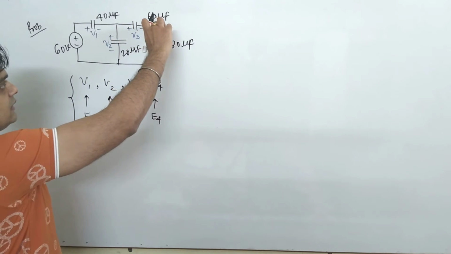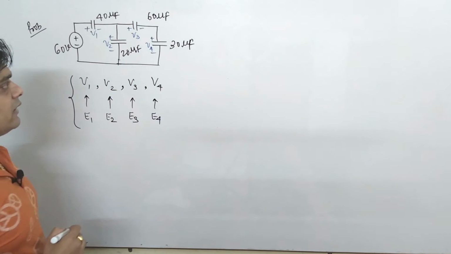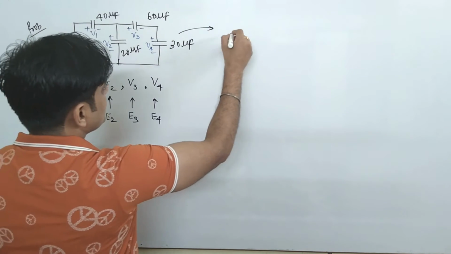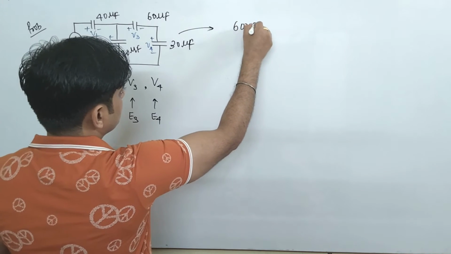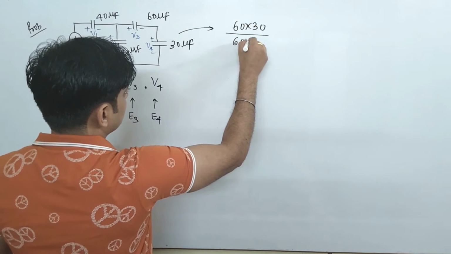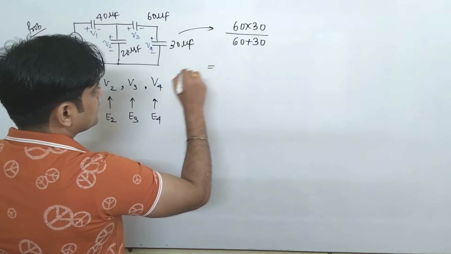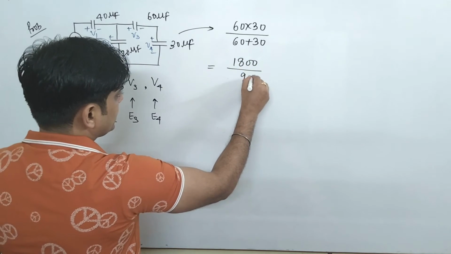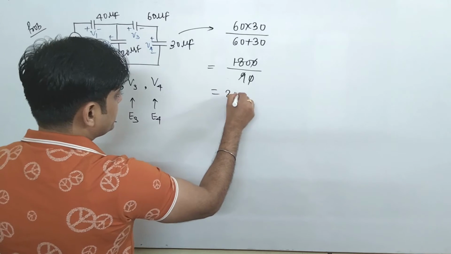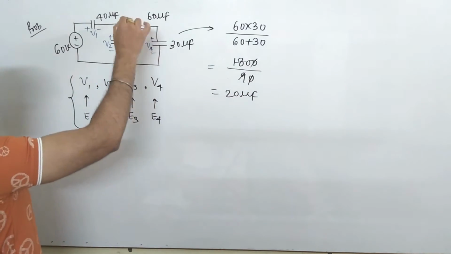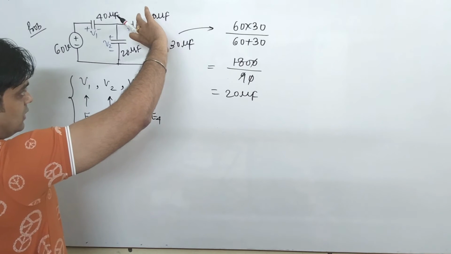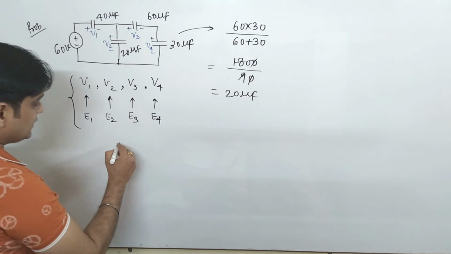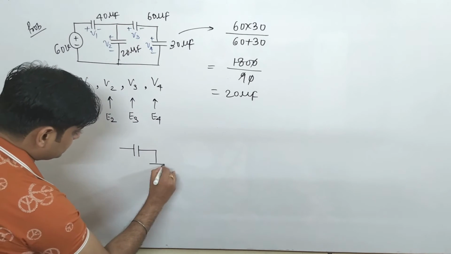So now you see this 60 microfarad and this 30 microfarad are in series. Yes, this 60 and 30 are in series, so you can say that the combination is what? Okay, so that comes to be 60 times 30 is 1800, divided by 90, that comes to be 20. So the combination of these two capacitors in series comes to be 20 microfarad, and now these two are in parallel, so you can say that this combination is something like that.